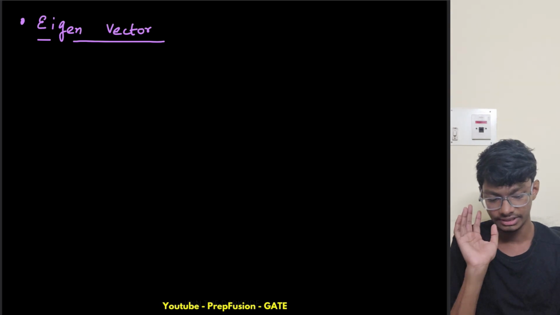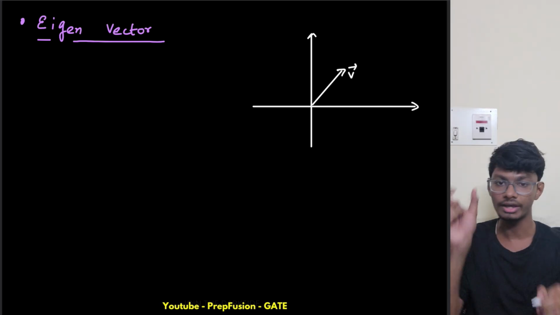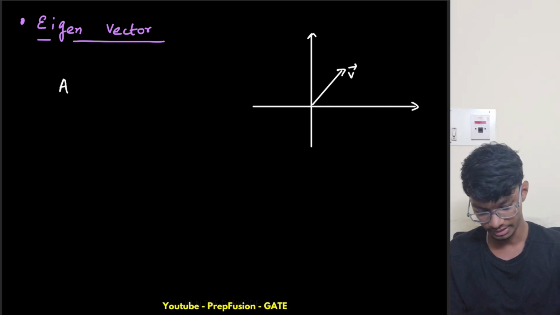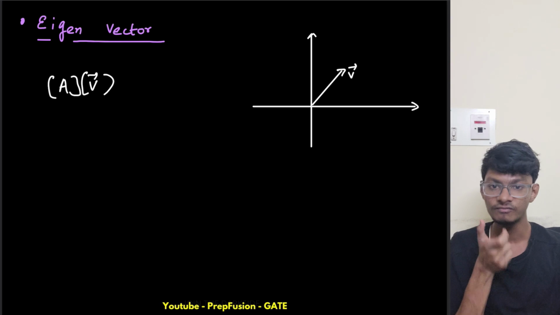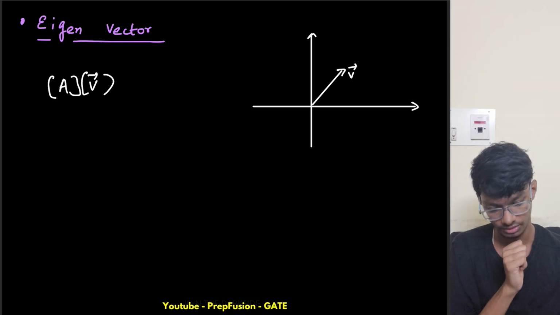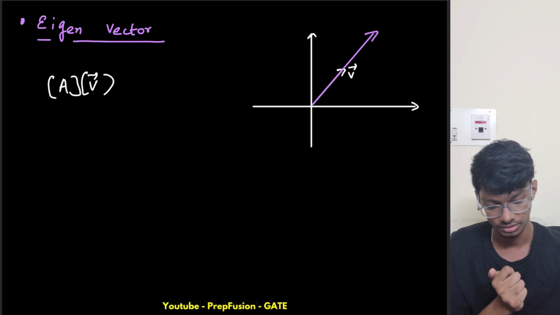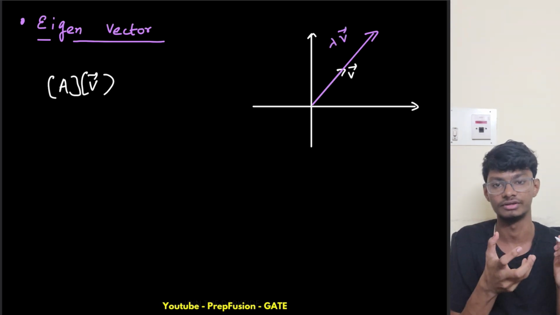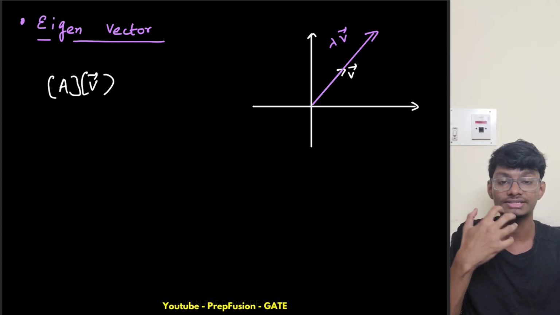So let's say I have a graph, and I have this vector, let's say v. Now I multiply it by this matrix A. I do A times v. What happens is that I get the same vector in the same direction. What do I mean by same direction? Like this. But the difference is it is just a scaled version of this vector. So this will be some lambda times v. So this is what an eigenvector is.